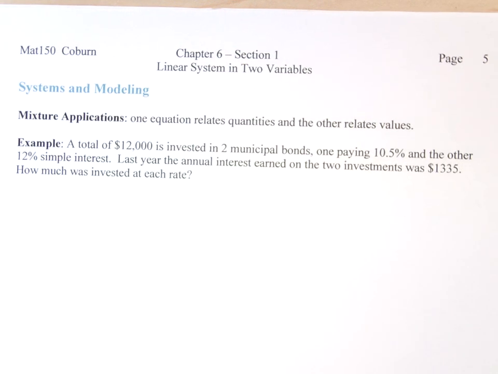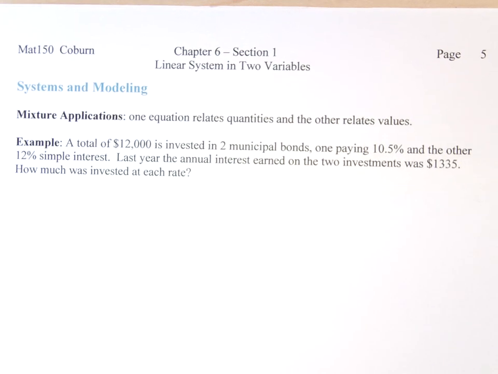It says a total of $12,000 is invested in 2 municipal bonds, one paying 10.5%, the other 12% simple interest. Last year, the annual interest earned on the 2 investments was $1,335. How much was invested at each rate?